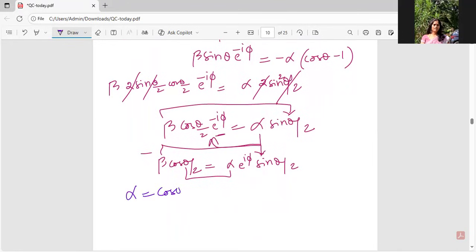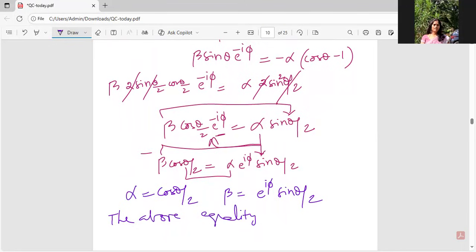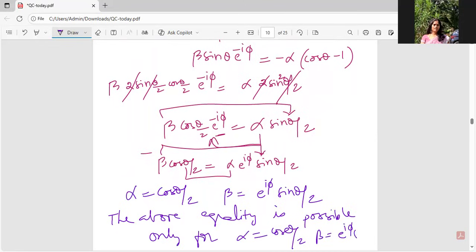Alpha is equal to cos theta by 2. Beta is equal to e power I phi sine theta by 2. What I will write here, see, the above equality is possible only for alpha equal to cos theta by 2, beta equal to e power I phi sine theta by 2. Okay. This is how we will be proving it.